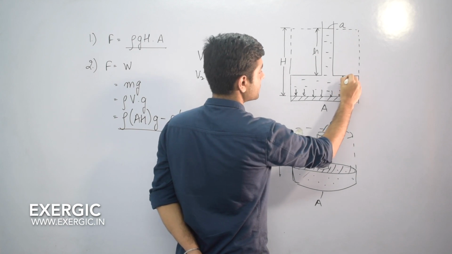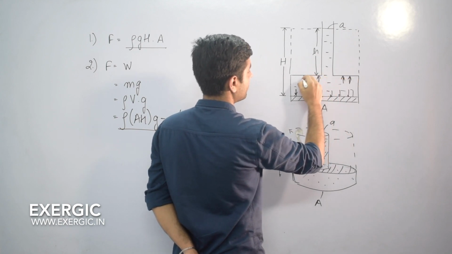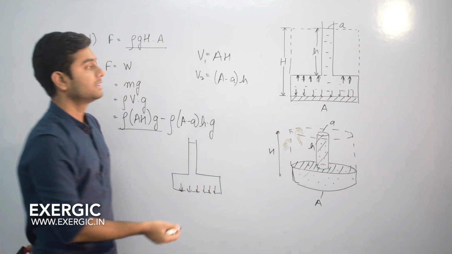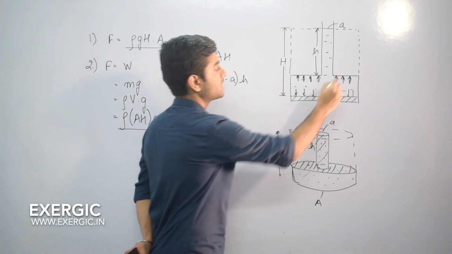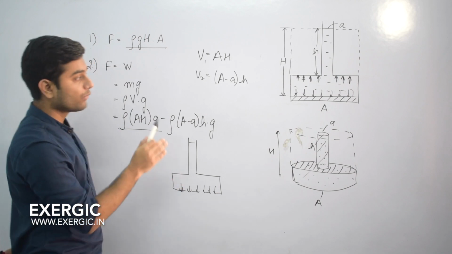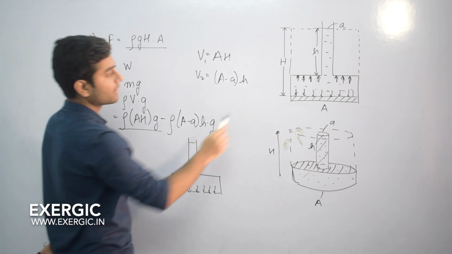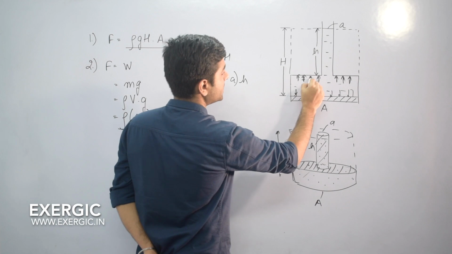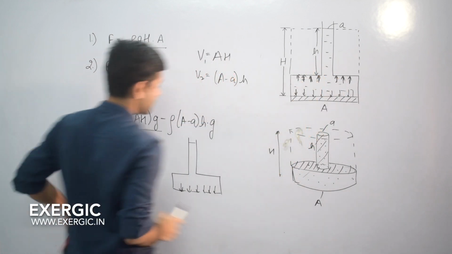But why not this? Why will we not consider that? That is also a pressure acting on the surface. That will exert a force in the upward direction. So the net force acting in this direction, in the upward direction, due to this pressure is how much?